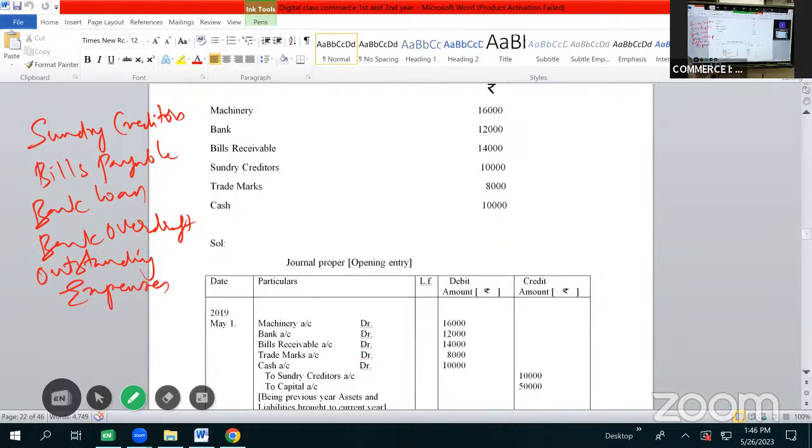How many names have been specified in the question? Here we have machinery, bank, bills receivable, sundry creditors, trademarks, and cash. So out of these 5 names, which fall under the category of liabilities and have credit balances, we have only one name specified in the question, which is sundry creditors. So it is a liability and it will have a credit balance. All other names given fall under the category of assets and they have a debit balance. So we'll be writing them as assets.